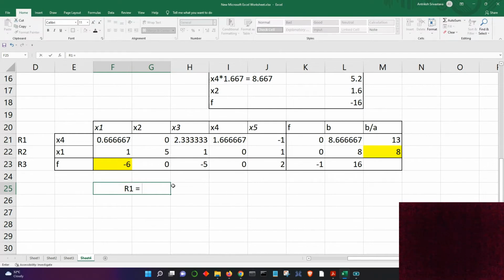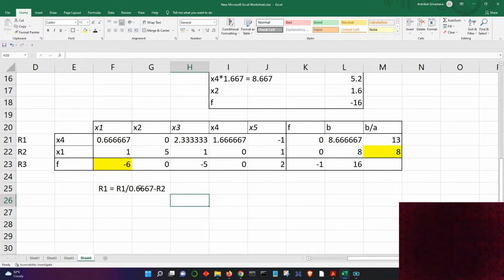Okay, so let me just write here: R1 divided by 0.6667 minus R2. See, this is the benefit of Excel. We can understand the concept here, and when we are doing the actual problem, we can put in some sensible numbers. We have calculators, we have all the gadgets, so we can do these operations also.